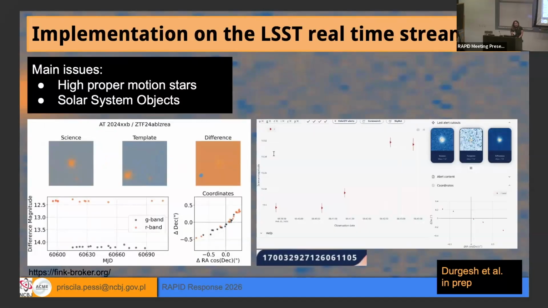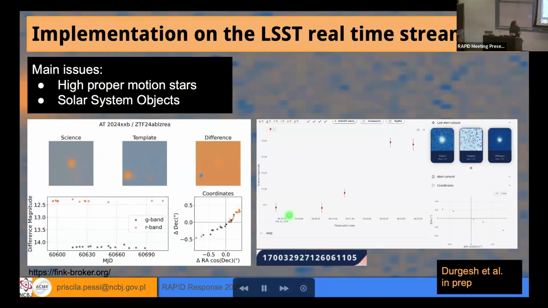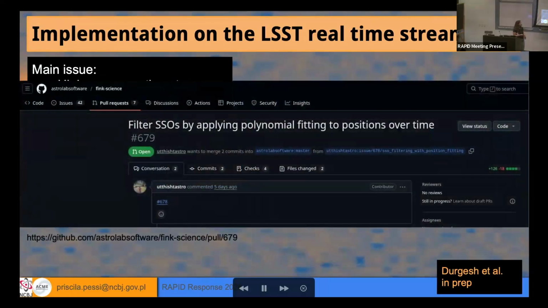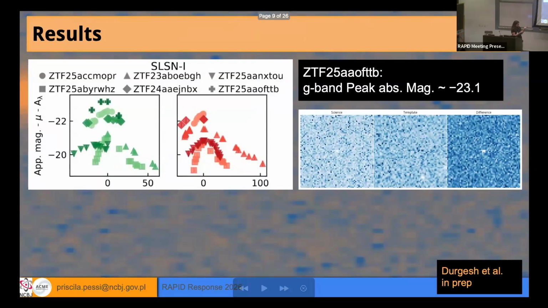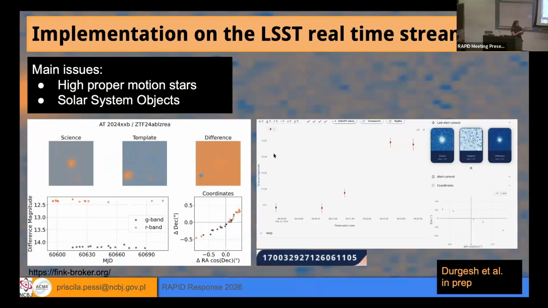Then we proceed to implement this on the LSST real-time alert stream. We have two main issues. One that was already there for ZTF was high proper motion stars. High proper motion stars were sometimes badly flagged on ZTF. And then on LSST, we saw that we have a lot of solar system objects.